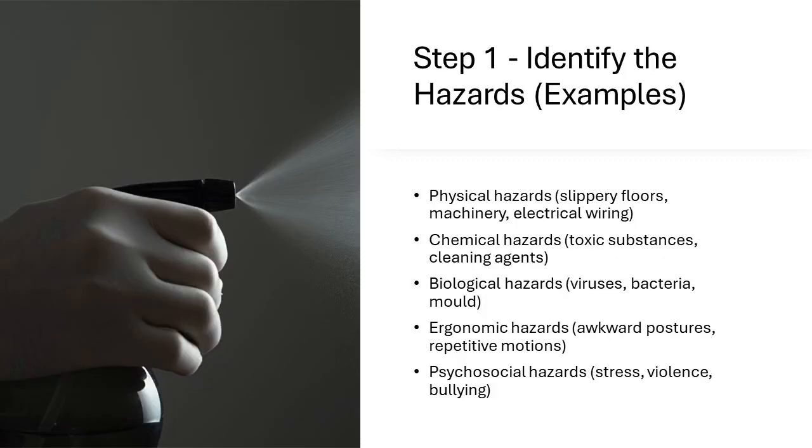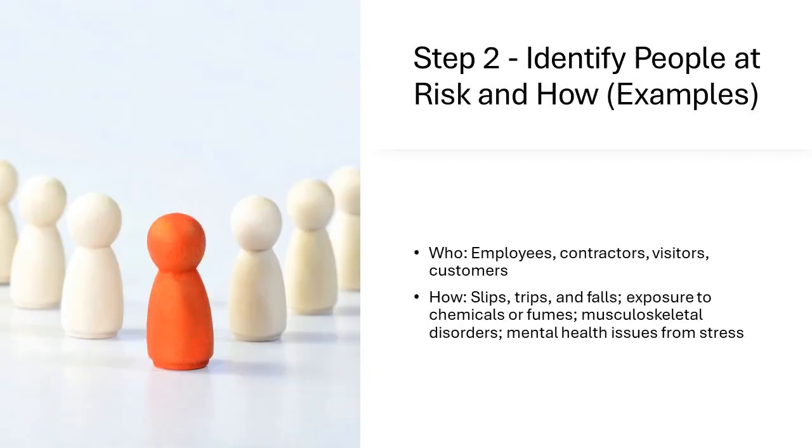The first step in the risk assessment process is identifying potential hazards. Hazards can be physical, chemical, biological, ergonomic, or psychosocial. Examples of hazards include slippery floors, machinery, electrical wiring, toxic substances, viruses, bacteria, awkward postures, repetitive motions, stress, violence, or bullying. The second step is identifying people at risk and how they may be affected.